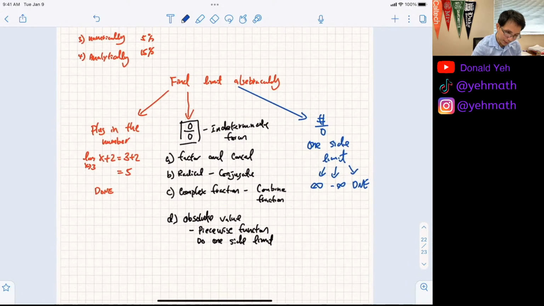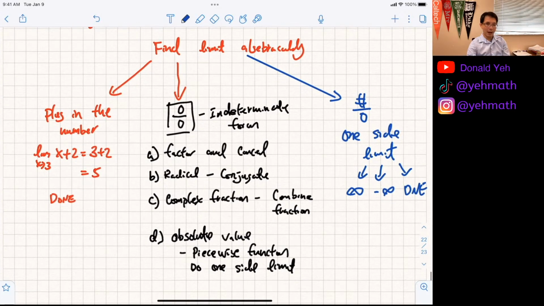So basically, if you want to find a limit algebraically, there are 3 situations that can happen. One, if you plug in a number and you get a number, you're done. The second situation, which is the bulk of the test, is going to be 0 over 0. If you have 0 over 0, it's indeterminate form. If it's indeterminate form, there's all kinds of math that you can think of. So that means factor and cancel; radicals, you have to do something called conjugate; complex fractions, you have to think of combining fractions; and D is going to be absolute value. You've got to be like, whoa, yes.